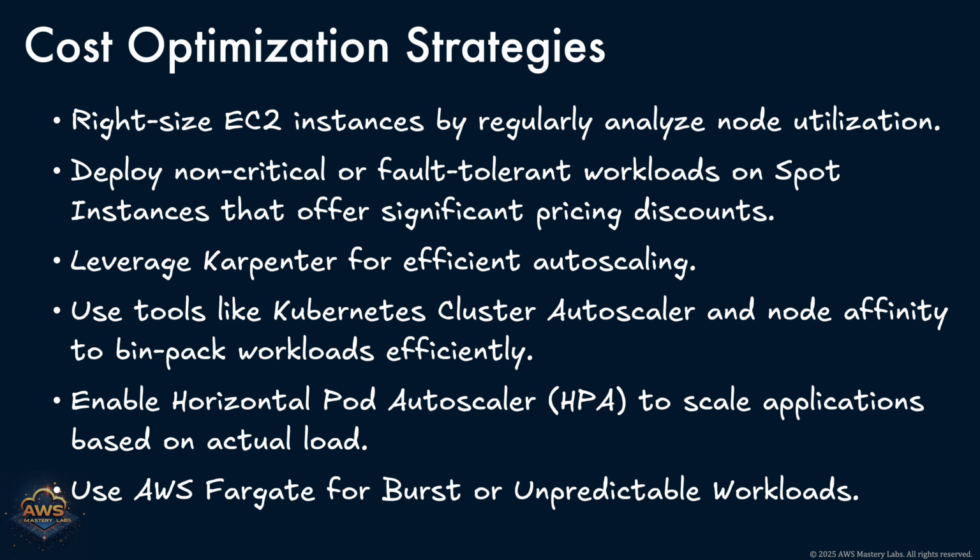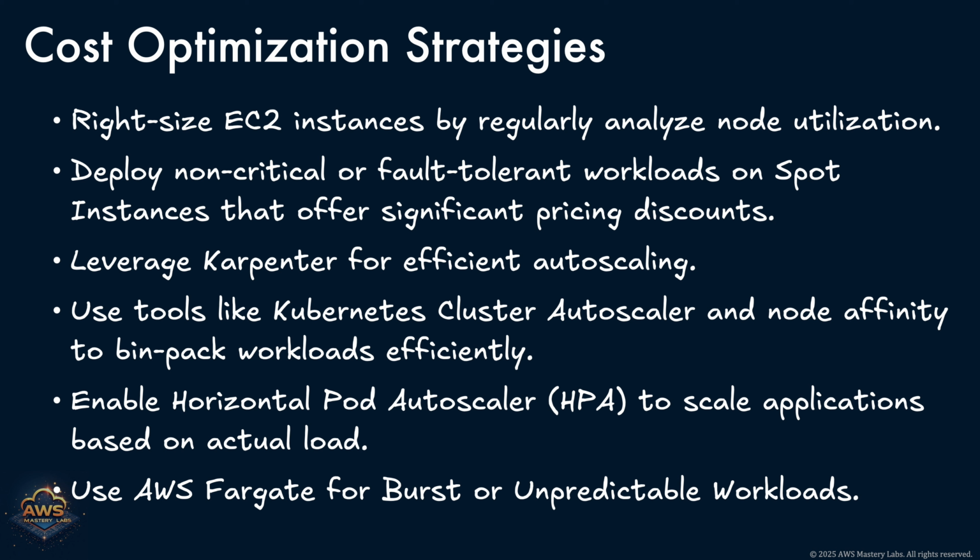Speaking of bin packing, another important strategy is to consolidate workloads. Use node selectors, taints, and affinity rules to co-locate compatible workloads. Implement the horizontal pod autoscaler to ensure your applications scale dynamically based on load. This avoids the cost of running unnecessary replicas when demand is low.